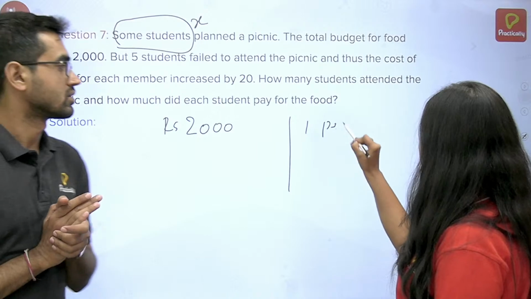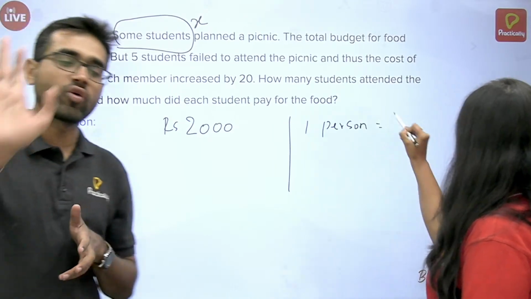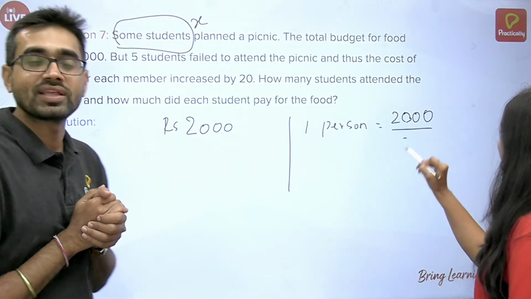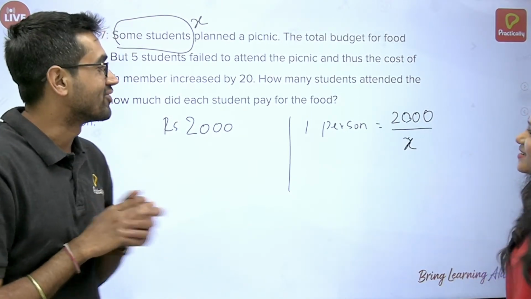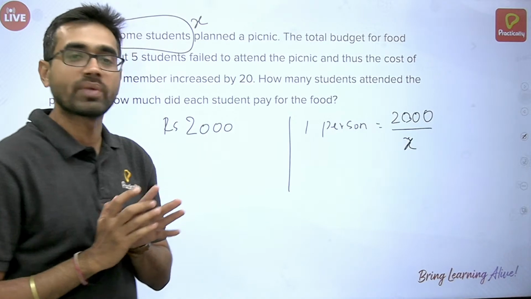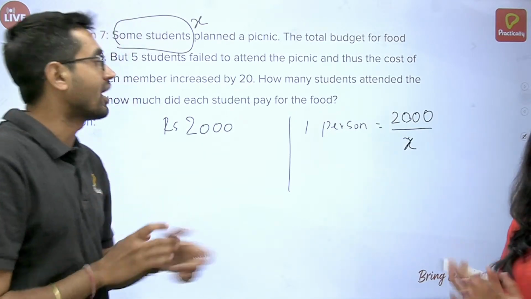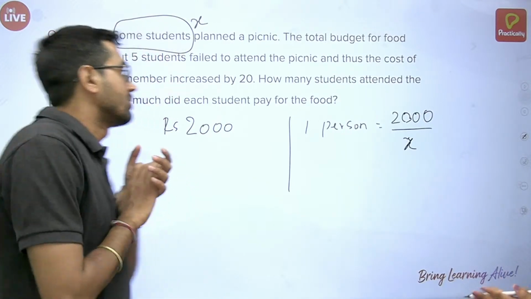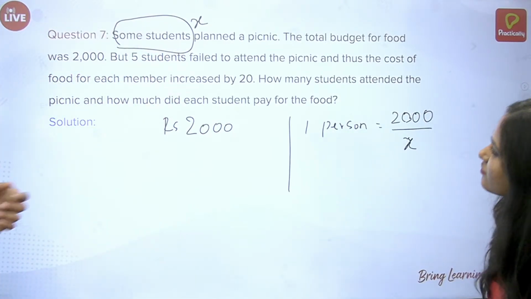One person is paying 2000 by x. If everything went right and nobody cheated, like at the last moment your friends just say that we are not coming, if that scene doesn't happen, then everyone will pay 2000 by x. Suppose I had 10 friends, then each person would be paying 200 rupees, nice and cheap. But what happened? Something happened and 5 students failed to attend.